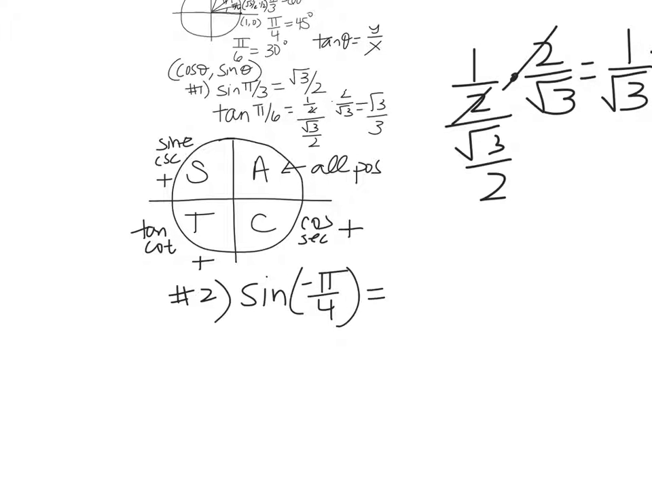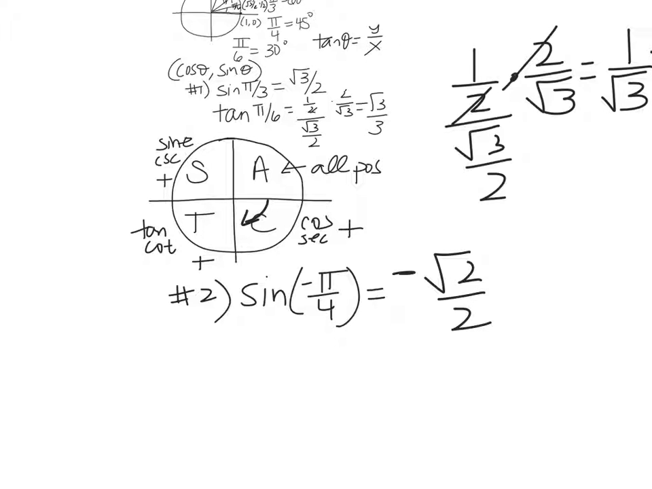Sine of negative pi over 4. Okay, what I do is this. I think about what sine of pi over 4 is, and it's rad 2 over 2. And then I think about, well, what quadrant is negative pi over 4 in? That's going this direction. And is sine positive or negative in quadrant 4? Negative. And so the answer is negative rad 2 over 2.